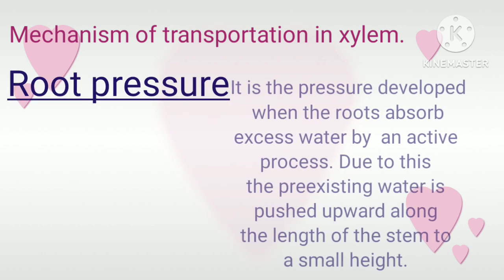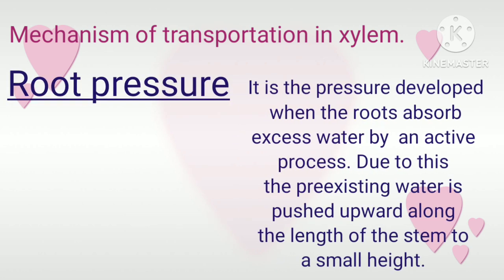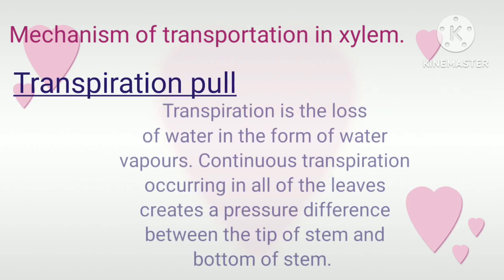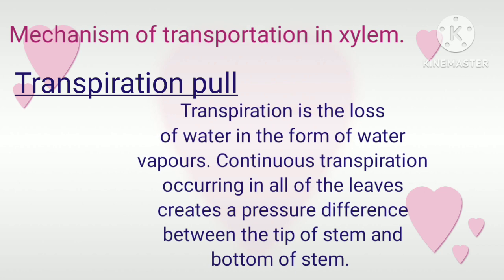Root pressure. It is the pressure developed when the roots absorb excess water by an active process. Here, an active process means by spending energy. Due to this, the pre-existing water is pushed upward along the length of the stems to a small height. Transpiration pull. Transpiration is the loss of water in the form of water vapors.